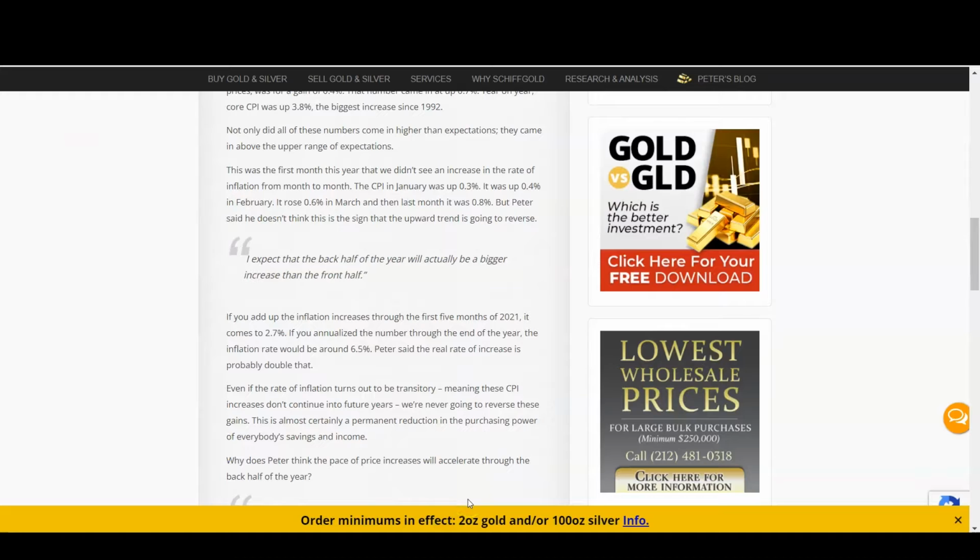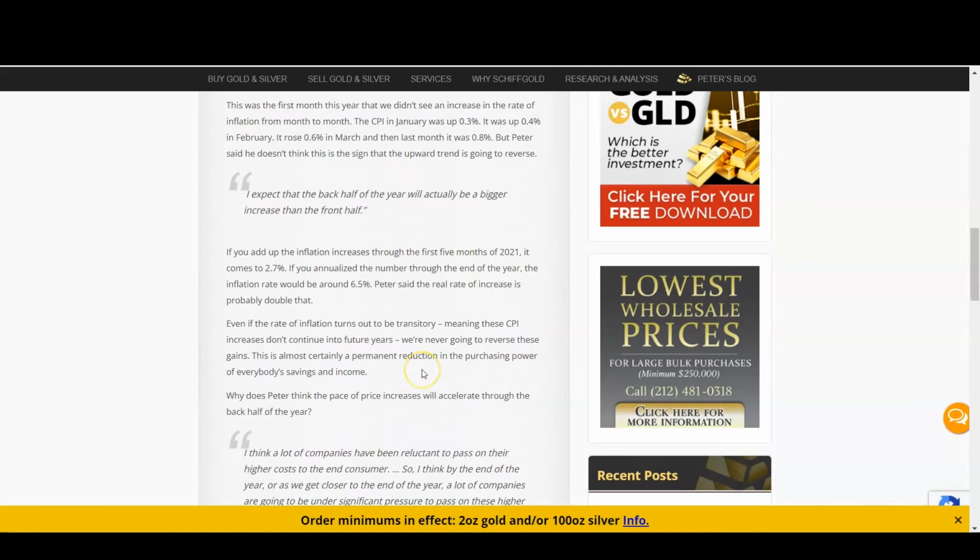Going on further, he's going through these numbers. If you add up inflation increases through the first 5 months of 2021, it comes to 2.7%. If you annualize the number through the end of the year, the inflation rate would actually be around 6.5%. Peter said the real rate of increase is probably double that. So let me repeat that. The inflation rate would be around 6.5%. Peter said the real rate of increase is probably double that, 13%.